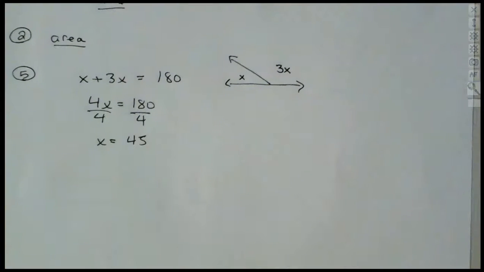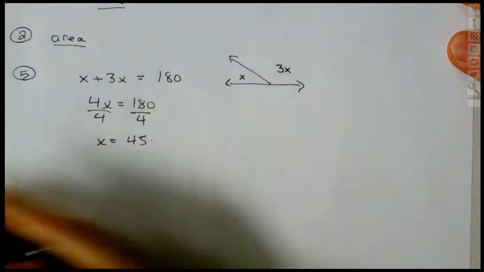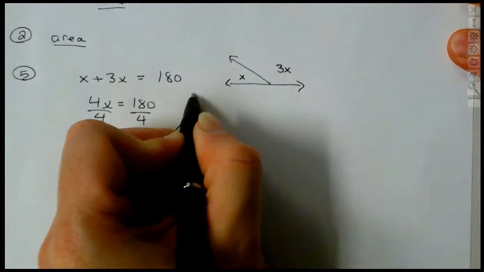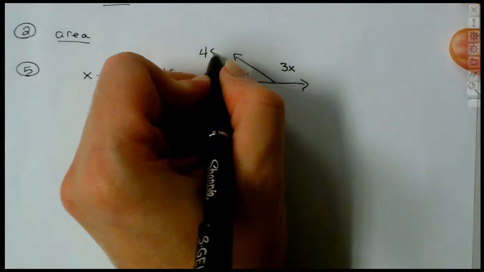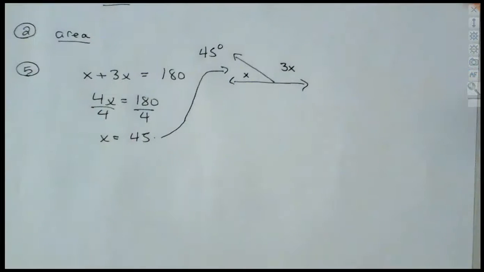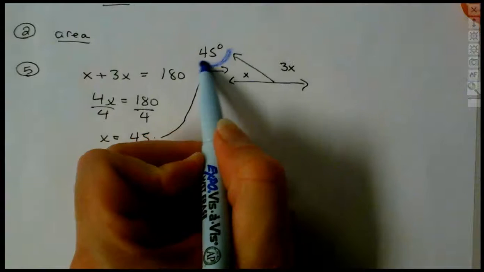Now, that is not my final answer, though. Okay, that is not our final answer. How do we get our final answer? Well, for our final answer, we're going to have to plug that back in, and we're going to have to get our two angles. So the first one, we're going to plug it in here for x, and so that means that this one is going to be 45 degrees. So there's your first answer, 45 degrees right here.